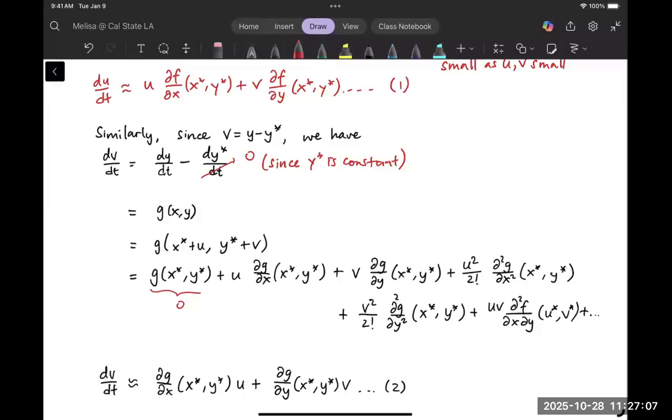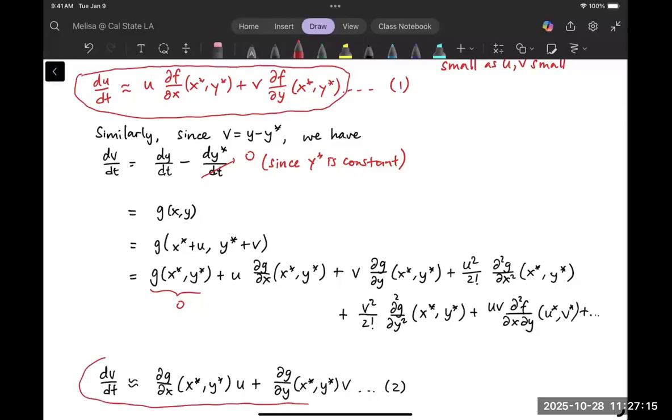Now let's look at these two equations. This is equation 1, and I'm also taking this equation 2. I want to combine these two. You can see that we multiply the partial of f with respect to x by u, and the partial of f with respect to y by phi. These partial derivatives are actually just constants because you evaluate them at x star, y star, the fixed point. So the coefficients of u and phi on the right-hand side are just constants.